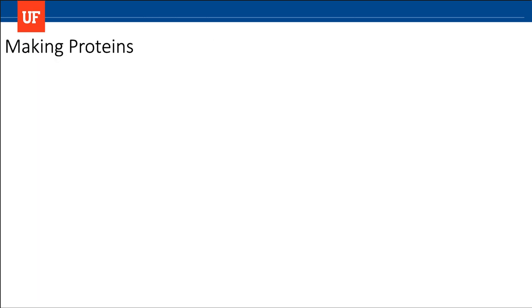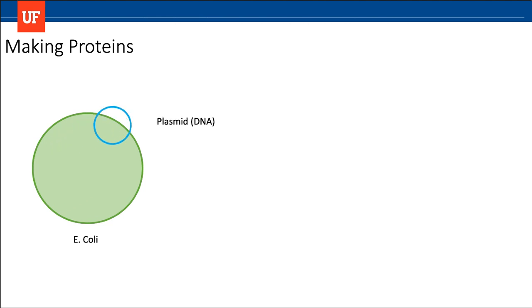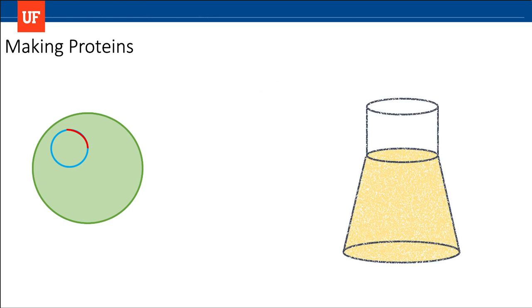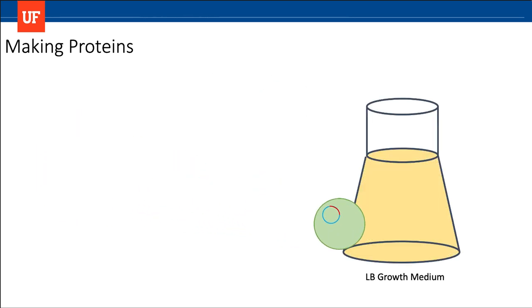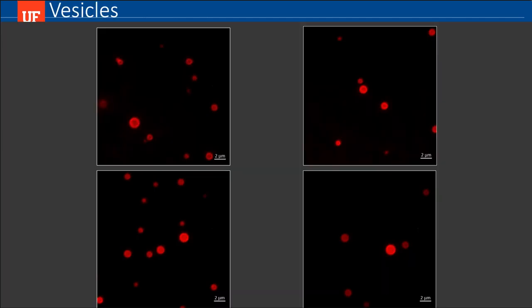So making the proteins. The E. coli plasmid DNA was taken, protein instructions were put into the DNA, and put back into the E. coli. This is when we received the E. coli. And then we took the E. coli, put it into a growth medium where it multiplied, and then it ate the growth medium, made proteins, and then we harvested the proteins, which we can then use to make our vesicles.